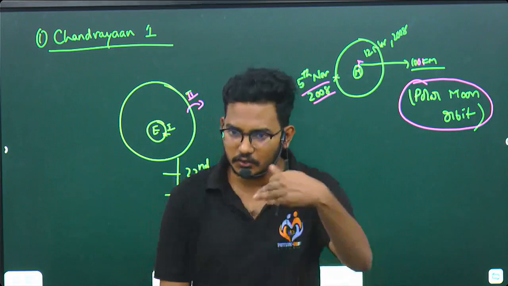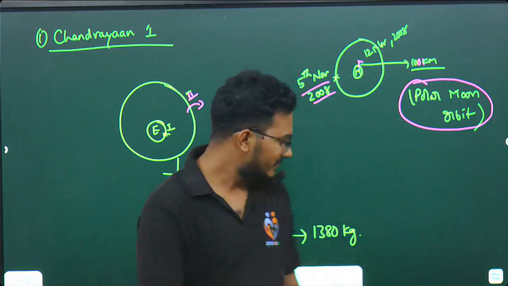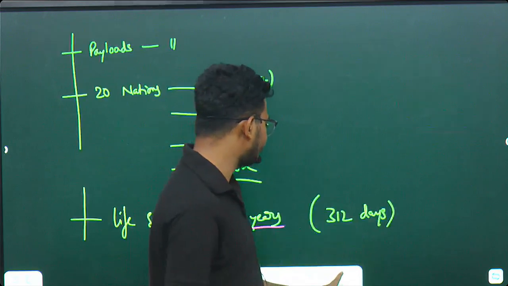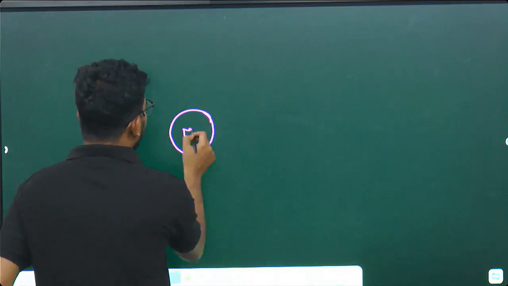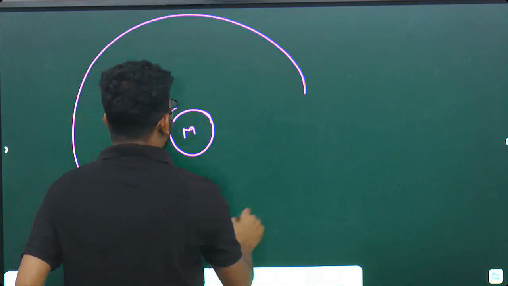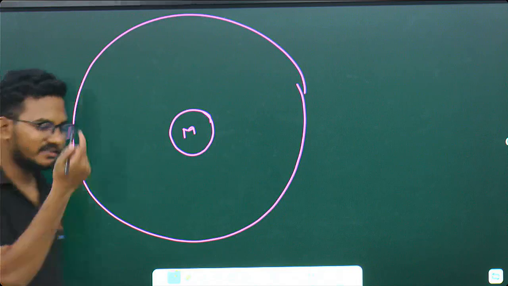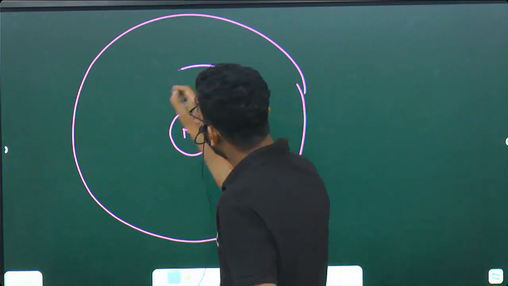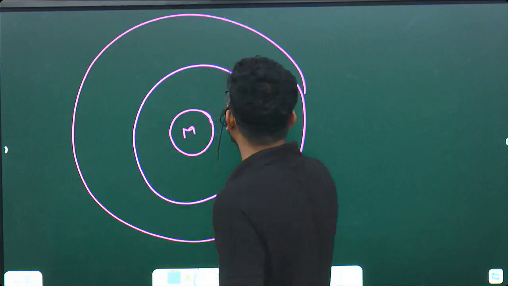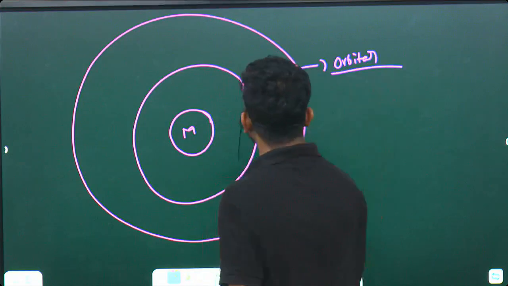In Chandayaan 2, we tried using lander and rover. See, simple. See, this is moon. Okay. And this is moon's orbit. If we are sending any satellite or any spacecraft, if it is rotating around the moon, then we'll call it as orbiter.